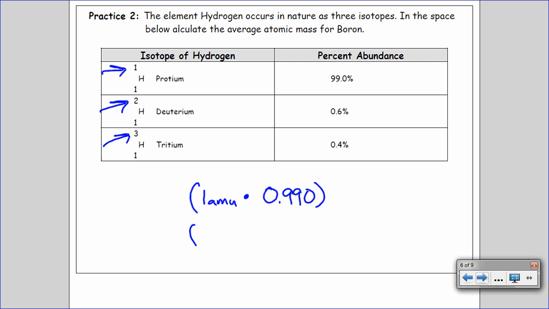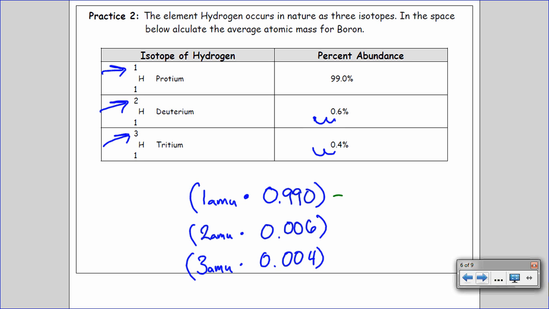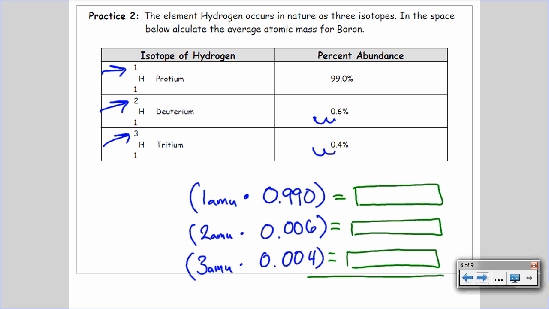Then we'll do the second isotope. It's 2 AMU times, well, we got to move this decimal 2 to the left. So 0.006. And then the third isotope, we take our 3 AMU and multiply by the decimal equivalent of 0.2 to the left, so 0.004. When you do that calculator math, you will get the weighted portion of each one of those isotopes as your answer. But you're not done, because the last thing you do is you add all those up to get your final average atomic mass.